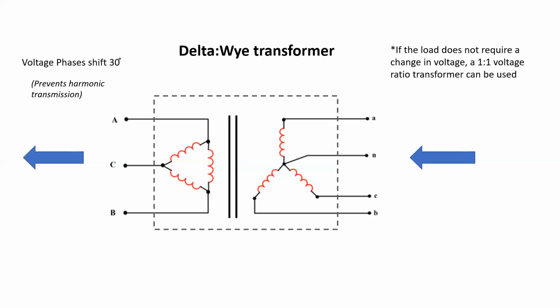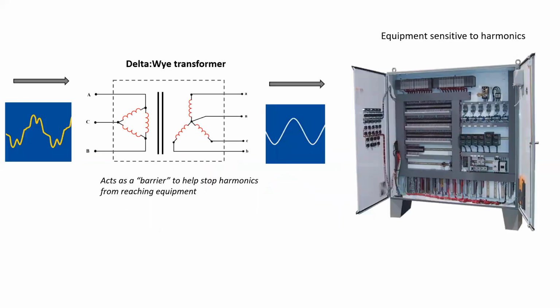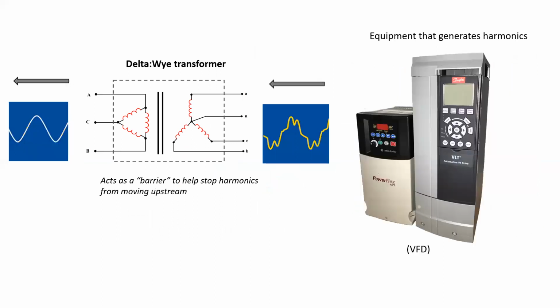Even if the load does not require a change in voltage, a 1-to-1 voltage ratio delta Y transformer can be used. In this way, we can prevent harmonics from interfering with sensitive electronic devices if we know that there are harmonics on the main supply line. Or we can utilize a delta Y transformer to prevent harmonics coming from a known harmonic generating load from progressing through and upstream to the larger power distribution.